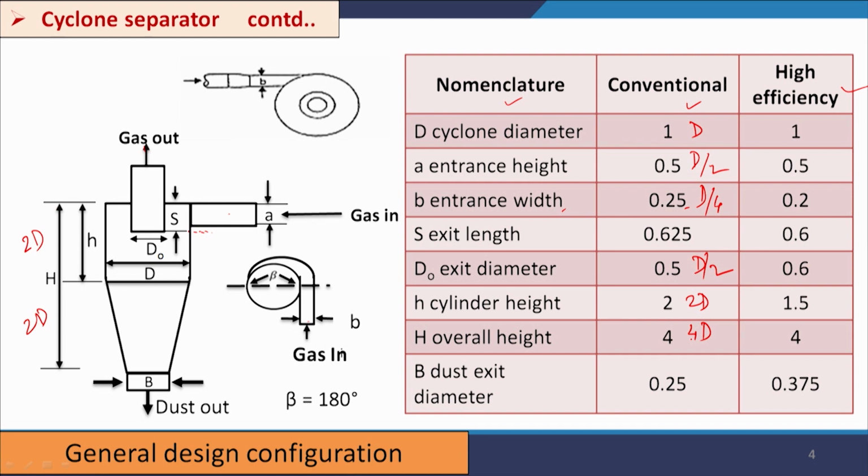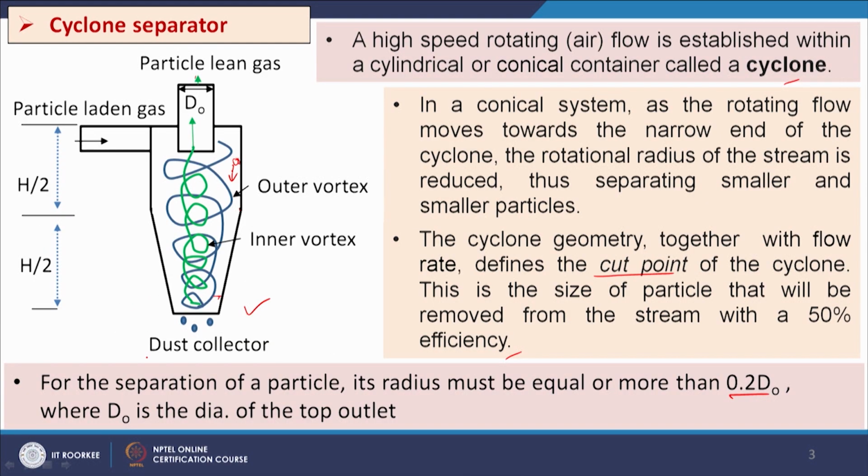Now, B. So, the dust exit diameter may be arbitrary, or it may be 0.2, that means D by 4, and in the other case, for high efficiency, 0.375. So, this is for the conventional and these are for the high efficiency cyclone separator. These are the very typical dimensions of a cyclone separator, and here beta is a 180 degree angle. That means gas will enter here and rotate 180 degrees, and it will get a circular movement and move, as shown in the previous diagram.